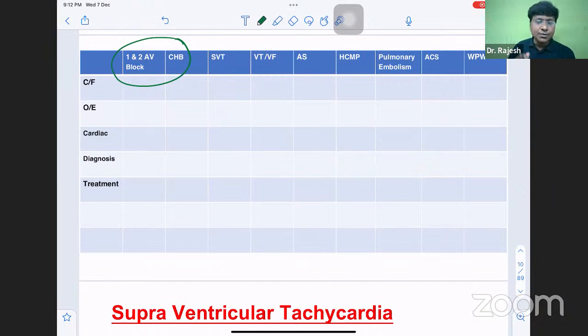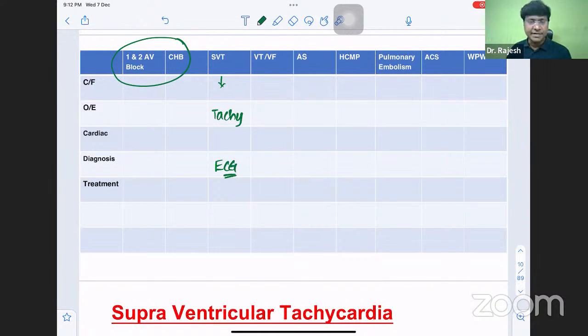Now, coming to SVT, supraventricular tachycardia. This is also one of the very important etiologies which can cause syncopal attack. And on examination, what will you find? You will find tachycardia. And what type of tachycardia? A regular tachycardia will be there, right? It is a regular rhythm tachycardia. And how will you diagnose this SVT? That is mainly by your ECG.